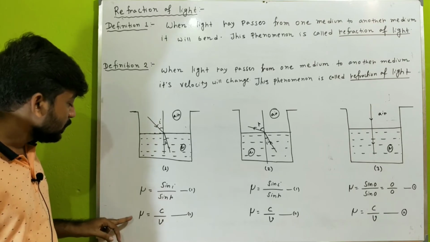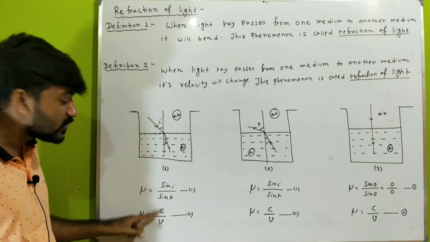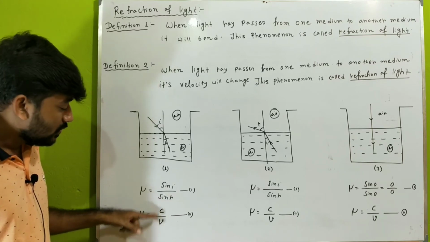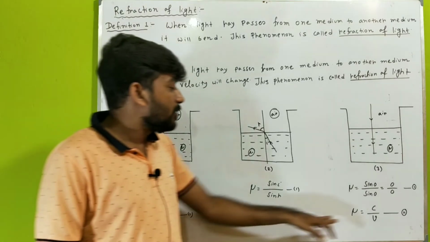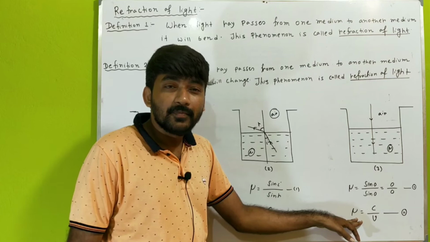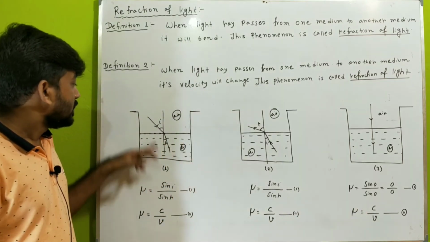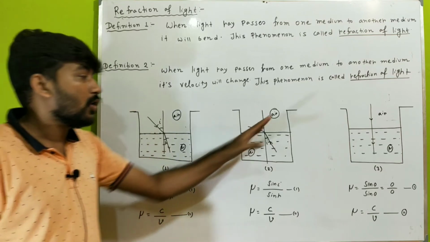The definition of mu, which comes from Maxwell's equations in electromagnetic theory, is nothing but mu is equal to c by v, where c is the velocity of light in air, or in free space, and v is the velocity of light in the medium. So mu is equal to c by v is the definition of mu, and it does not depend on whether the light ray is incident obliquely or normally.